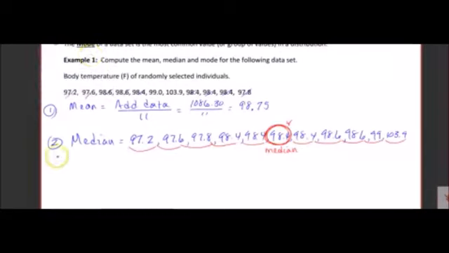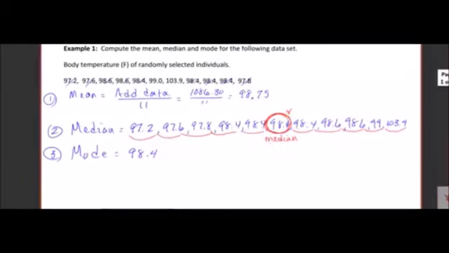All right, so let's continue. The last thing we want to determine, the other average, is the mode. And the mode is that piece of data that occurs more often than any other piece of data. It's nice to look at the ranked set, and I noticed that 98.4 occurs more often than anybody else, so the mode would be 98.4. So I have 3 different averages for that data set.